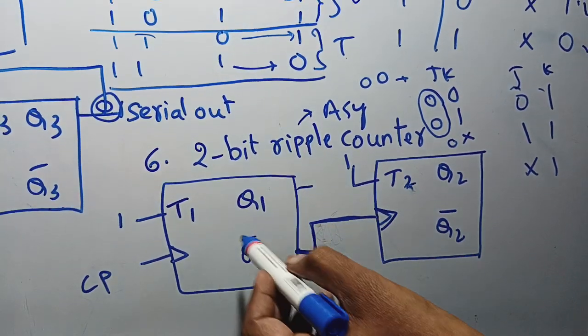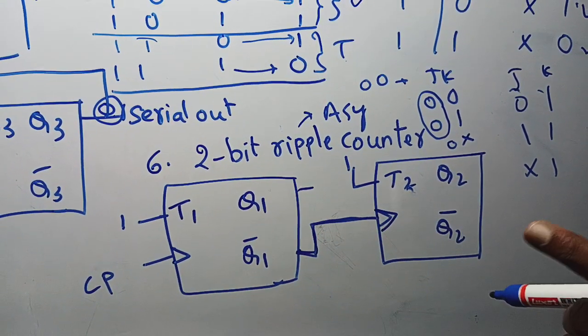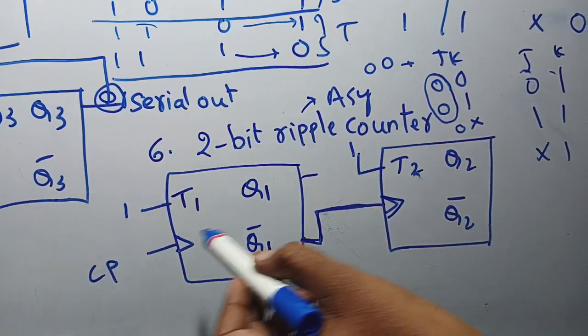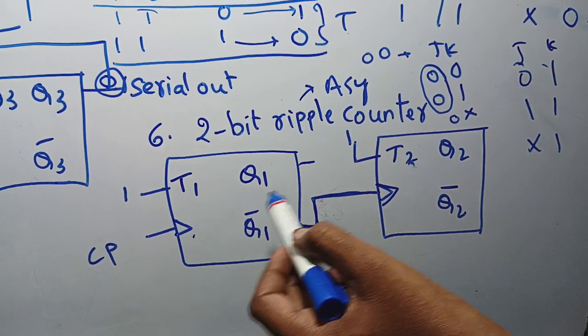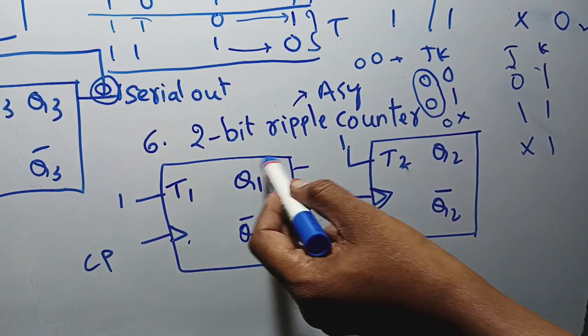2-bit ripple counter, T1, T2, 2 flip-flops. And ripple means only the first flip-flop is given the clock; the first flip-flop's outputs act as the clock for the next.